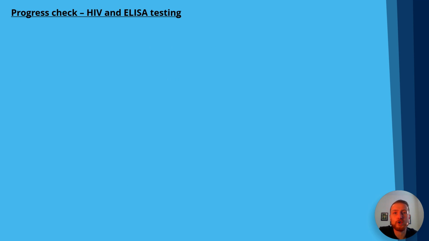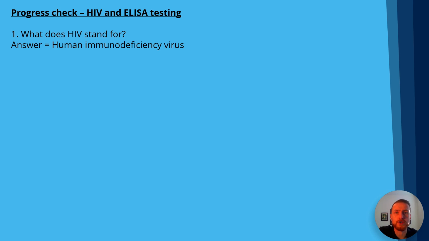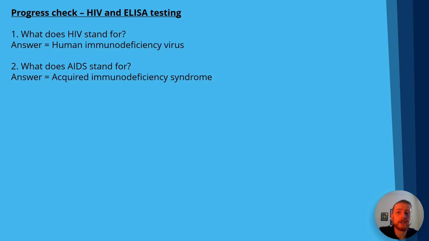Okay, so let's do a progress check next of all to see how you're getting on with this. So question 1, what does HIV stand for? The answer is human immunodeficiency virus. Number 2, what does AIDS stand for? The answer is acquired immunodeficiency syndrome.